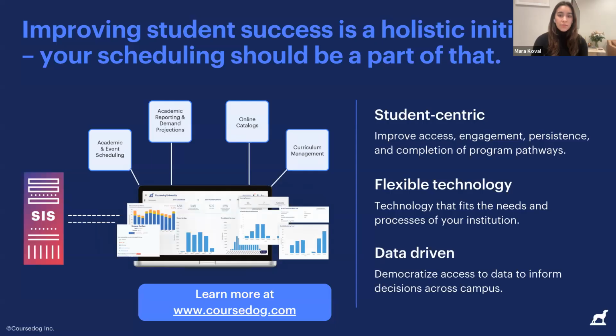So with all of that being said, I'd love to quickly cover how CourseDog can help your institution create a student-centric schedule. The platform really does empower academic administrators to support on-time completions and operational excellence with integrated academic and event scheduling, course demand projections, curriculum management, and online catalog solutions through a single bidirectional integration. One of the things that I often find our partners really like about CourseDog is that the system is highly configurable. We do enable institutions to support their specific business processes, while also guiding and helping you to set up general best practices that oftentimes relate to exactly what we talked about today, which is student-centric scheduling.